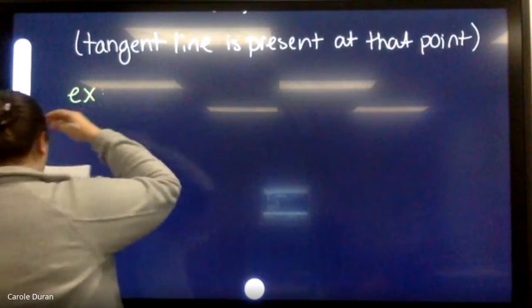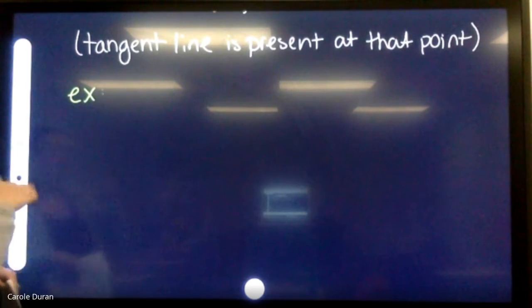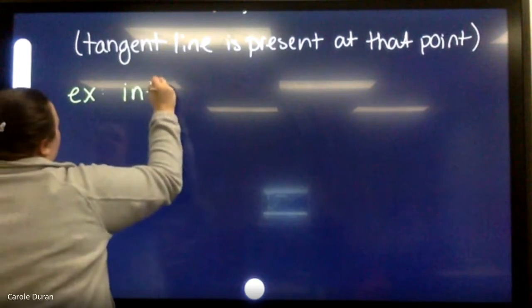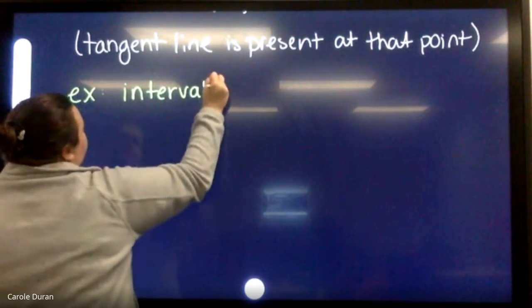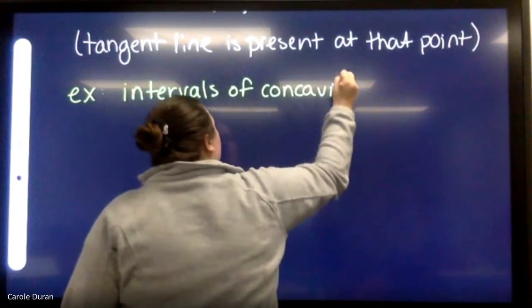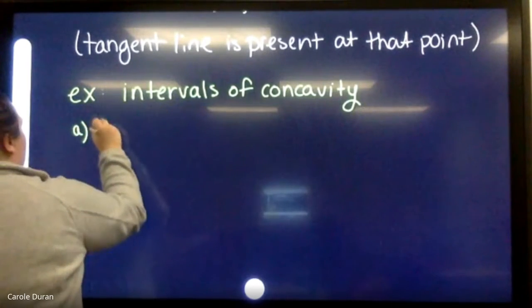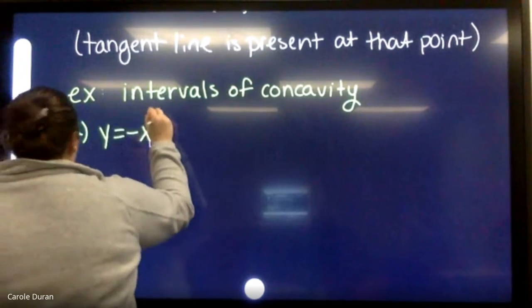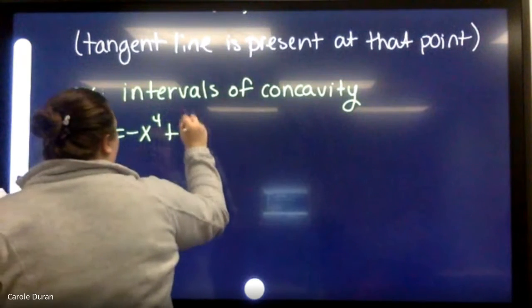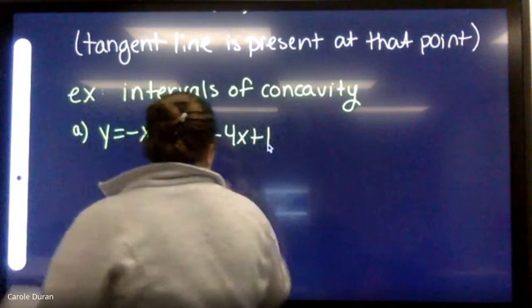Example, I would like to use the concavity test to determine the intervals in which the graph of the function is concave up and concave down. So I'm looking for intervals of concavity. The first function I would like to work with is y equals negative x to the fourth plus 4x cubed minus 4x plus 1.